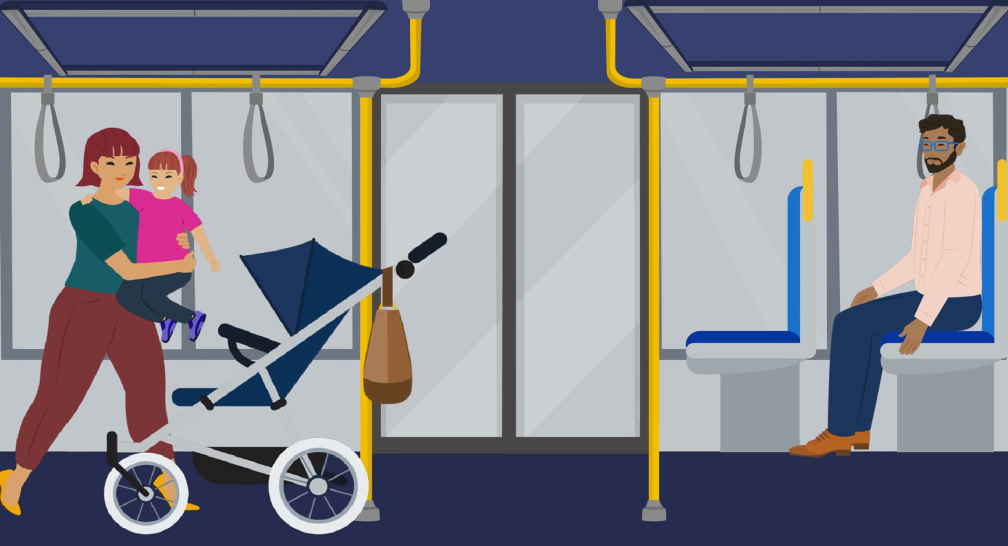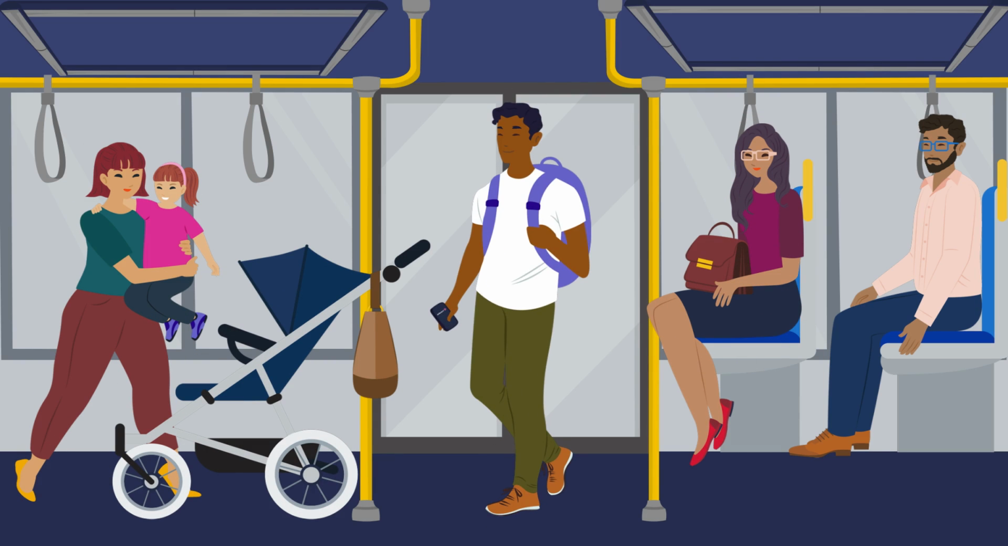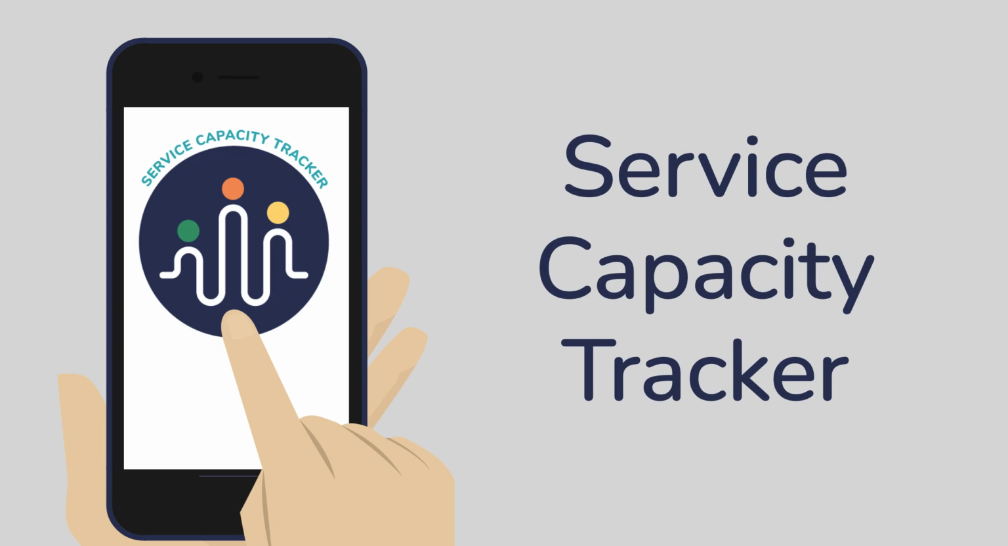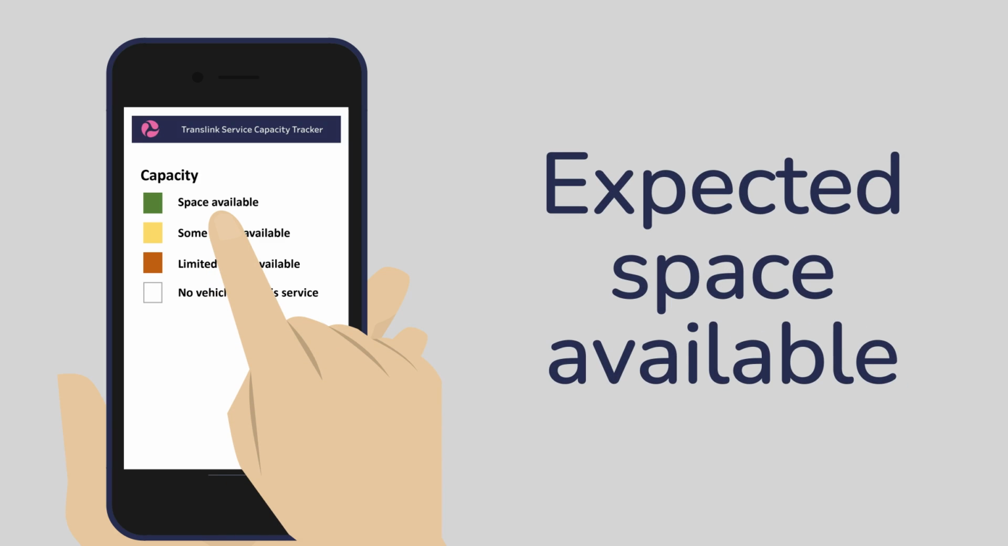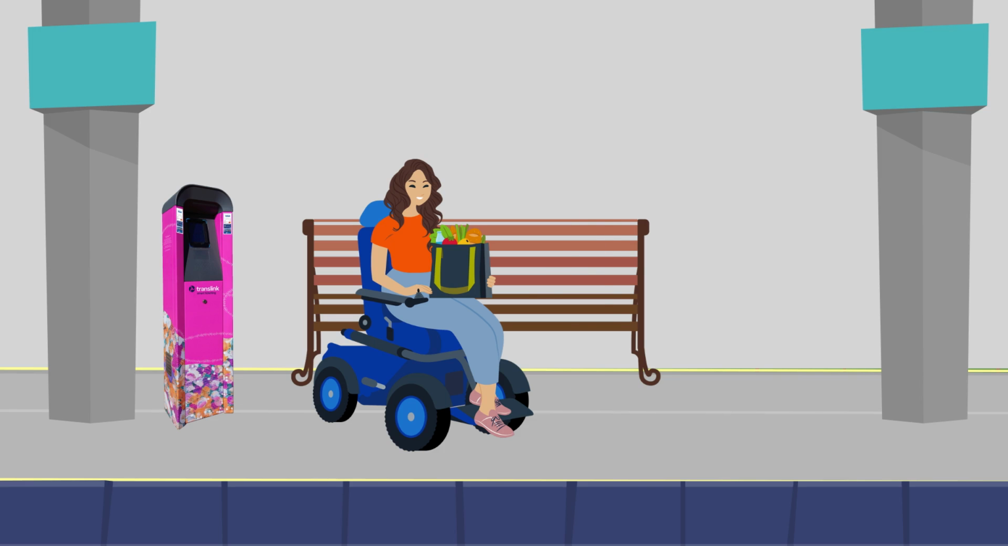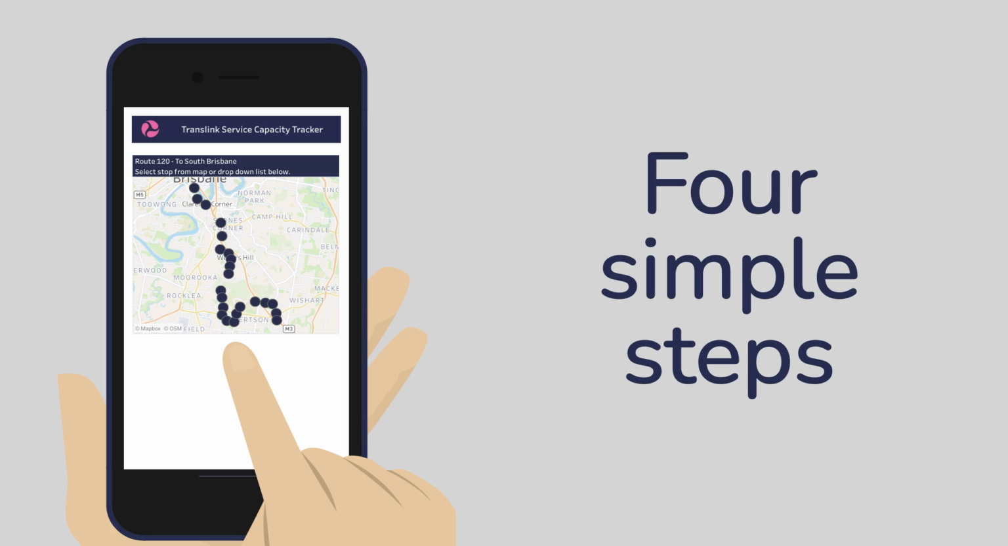Planning to travel on public transport and want to know how busy your service could be on a specific day and time? Check out our Service Capacity Tracker, a forecast tool that shows you detailed information about the expected space available before you travel. It's easy to use and can help you make informed travel choices. Follow these 4 simple steps.